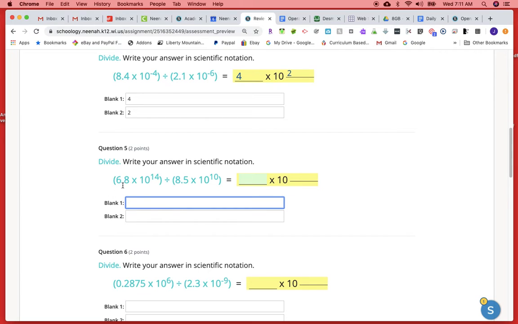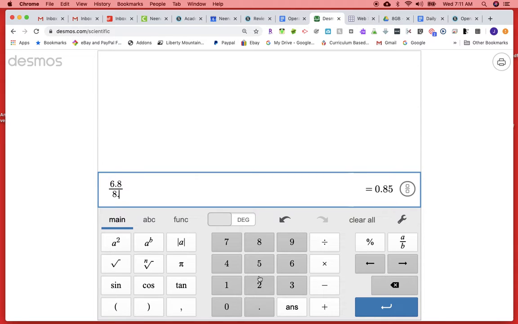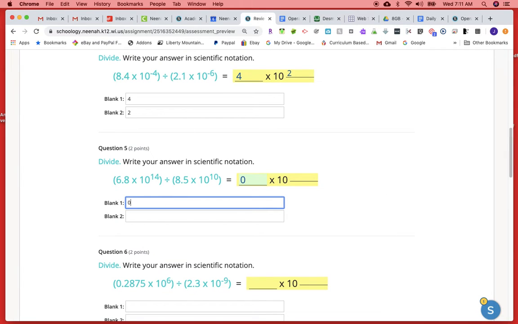All right. 6.8 times 10 to the 14th divided by 8.5 times 10 to the 10th. First step, we're going to divide our two coefficients. 6.8 divided by 8.5, and we're going to get 0.8. Let's type it in. 0.8.